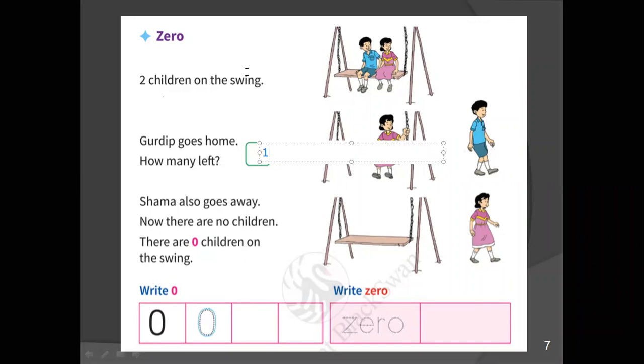Okay. Same way, Shama also goes away. Now there are no children. See, any children is there? No. Shama is also going out. There are 0 children on the swing. No one is there means we consider as 0. Write 0 now. 0 as number here and ZERO 0 in number name.